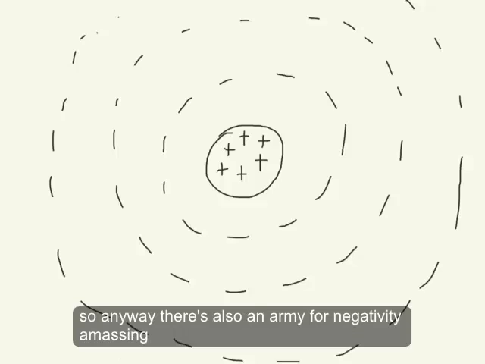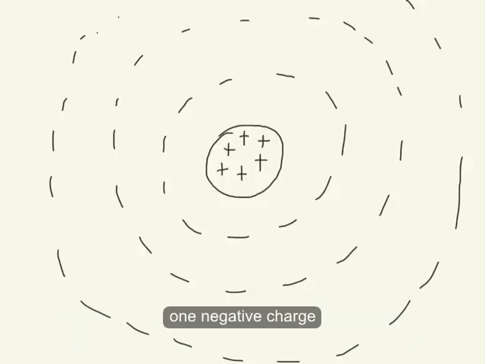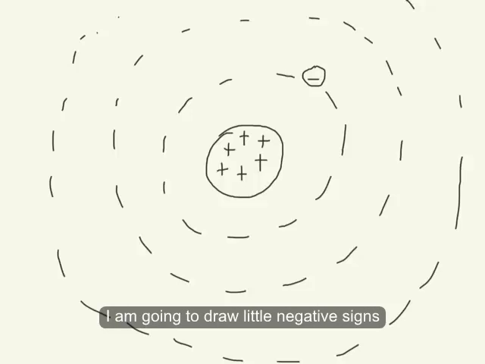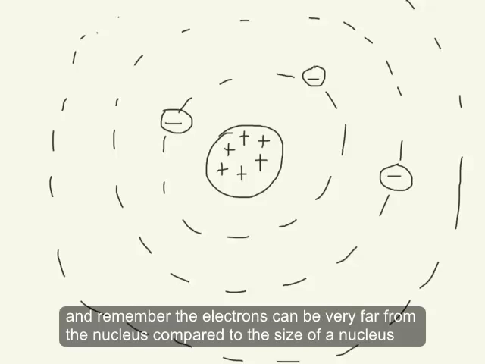So anyway, there's also an army for negativity amassing. The soldiers for this army are called electrons, and they each carry 1 negative charge, and they can surround the nucleus. I'm going to draw little negative signs to represent electrons. And remember, the electrons can be very, very far from the nucleus compared to the size of the nucleus.